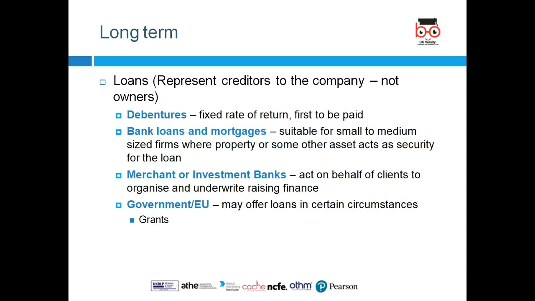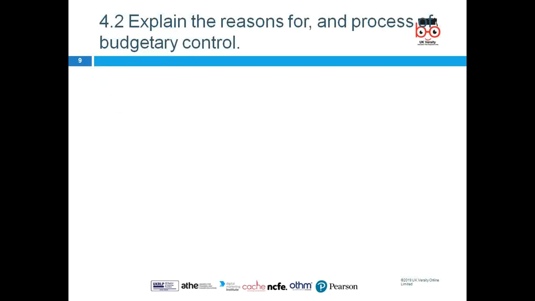Merchant banks are the investment banks. Of course, those can underwrite raising finance, and through different underwriters we can get the money. Different government grants may also offer loans for certain projects, and we can use those for long-term purposes as well, like renewable investment schemes, the European Social Fund and various other schemes. Okay, any question?